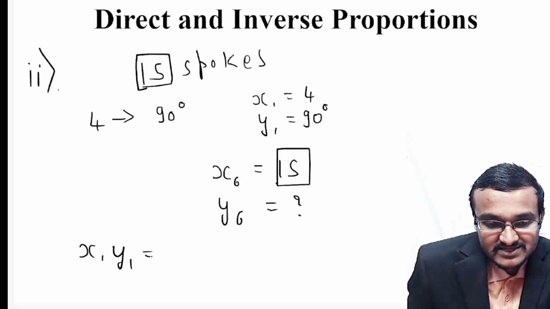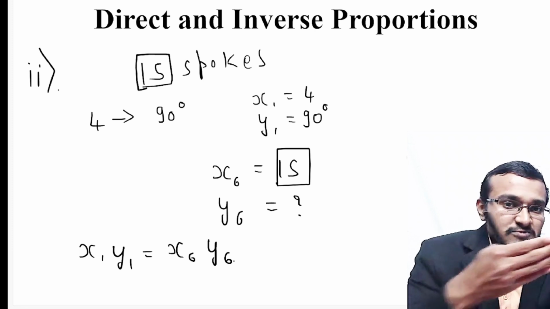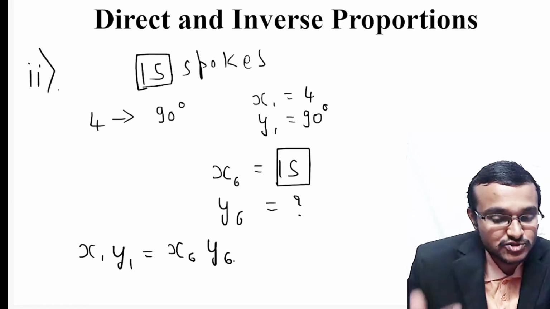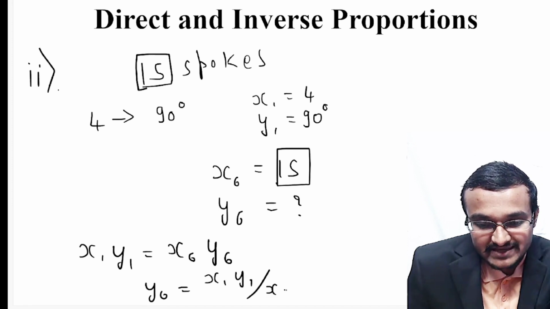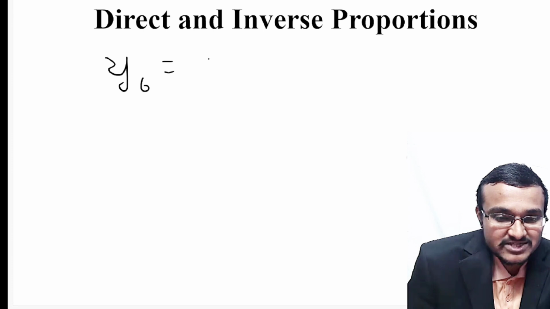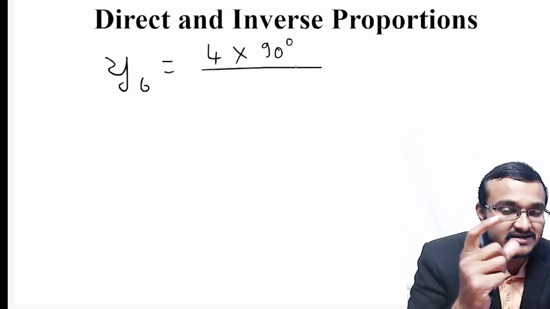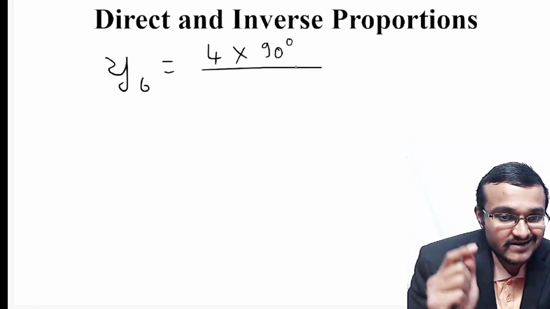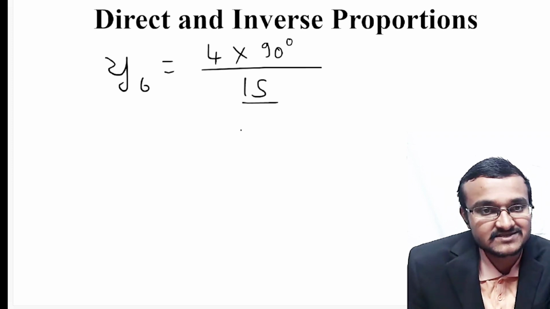So we know that x1 y1 is equal to x6 y6. Why am I taking x6 and y6? Because in this question itself we have solved till x5. So 15 spokes I am putting as x6. So now you should find out y6. So y6 will be equal to x1 y1 divided by x6. x1 is 4, y1 is 90 degree, because when 4 spokes are there, 90 degree will be the angle between each spoke, like between 2 consecutive spokes. So here divided by x6. What is x6? We have to calculate for 15 spokes. So 15 is the x6 value.